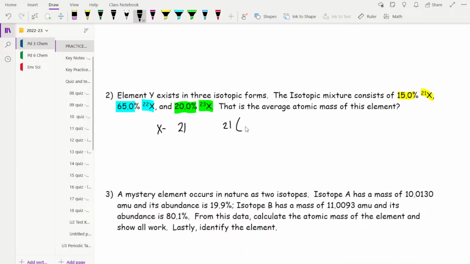I take its mass number and multiply by its percent abundance. And its percent abundance has to be written as a decimal, so you have to change the percent into a decimal by moving the decimal over 2 places. And then I'm going to do X22. That is a mass of 22. Its percent abundance is 0.65. And then we have 23, yep. And its percent is 20%, which is 0.20. Now what we do here is we multiply each of these out, keeping track of significant digits.